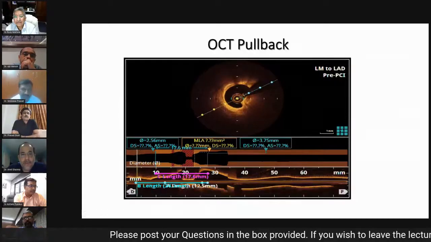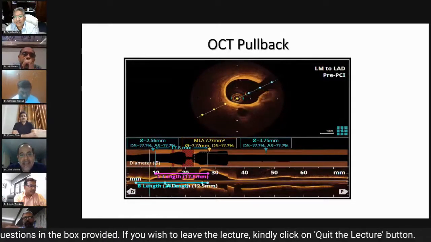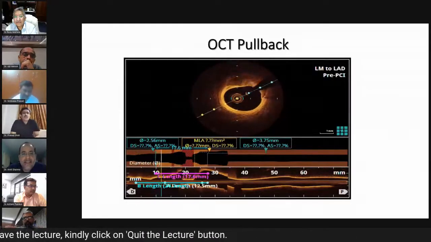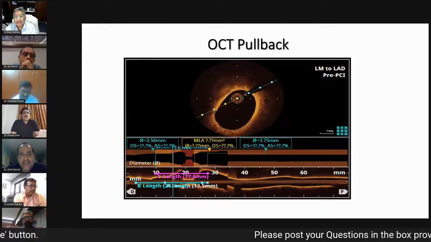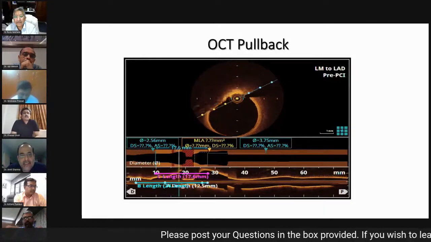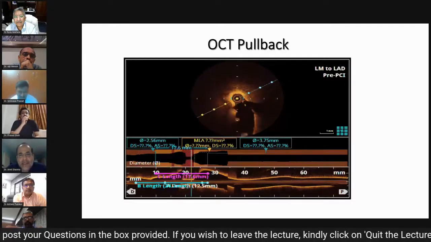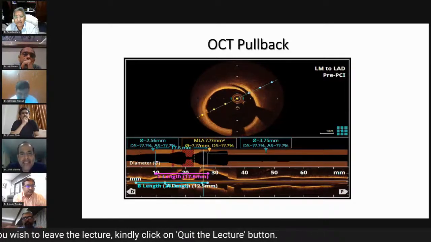So you can see a lot of fibrofatty plaque there in the mid-distal LAD. And as you start coming up, notice that calcification there between 9 to 12, quite significant. And then as you start nearing the left main, you can see that there is a thin cap fibroatheroma there with some thrombus and, of course, fibrofatty plaques in that area.